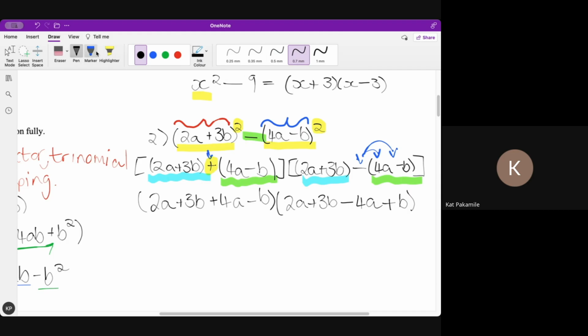And now we have like terms on the inside, 2a and 4a, as well as 3b and b. Now, we're not going to end up with the exact same bracket. Do not make assumptions because look what happens now. What's 2a plus 4a?